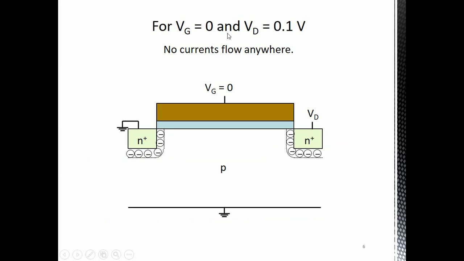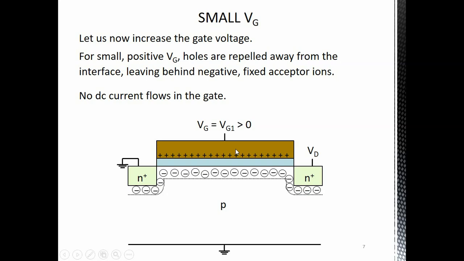So we say, okay, for these voltage conditions, no currents flow anywhere. There is that small reverse biased, what is called a leakage current that flows, we'll ignore it. We'll say that is close enough to zero that we can ignore it. Now let us increase slowly the gate voltage. So what happens if a small positive gate voltage is applied?